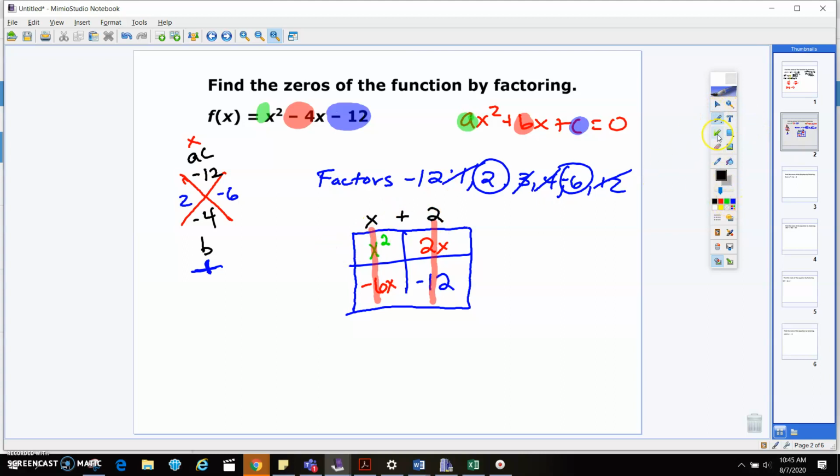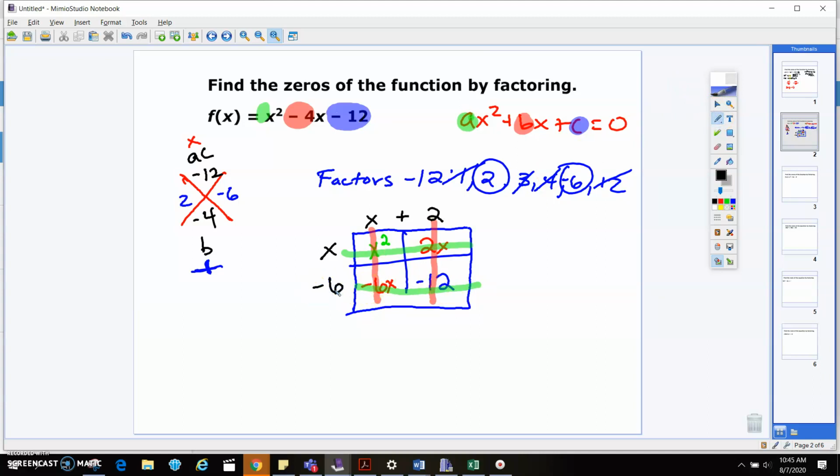Now we're going to take the greatest common factor of the rows. So what's the greatest common factor of x squared and 2x? Well, that's going to give me x. So I'm going to put that outside my box. And then what's the greatest common factor of -6x and -12? Well, that's going to give me -6.